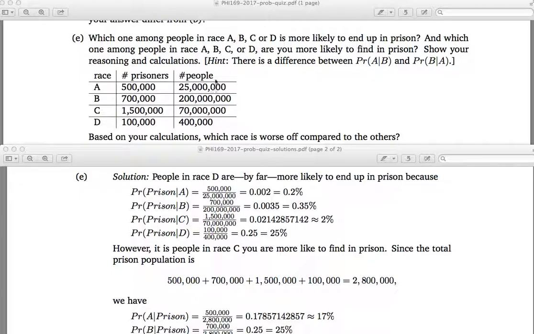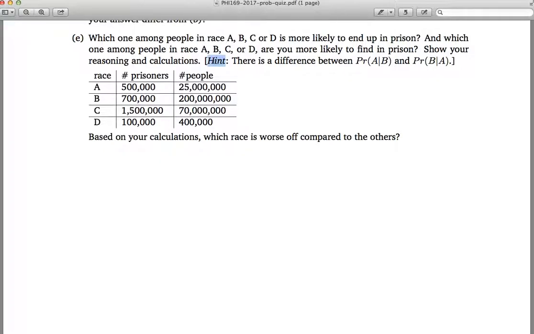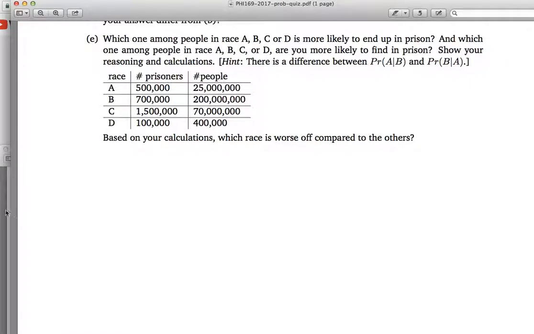And again, this question, as the hint says, is meant to make you think about the difference between the probability of A given B and the probability of B given A. And I hope this will become clear as we delve into the question. Okay, so here are the data.